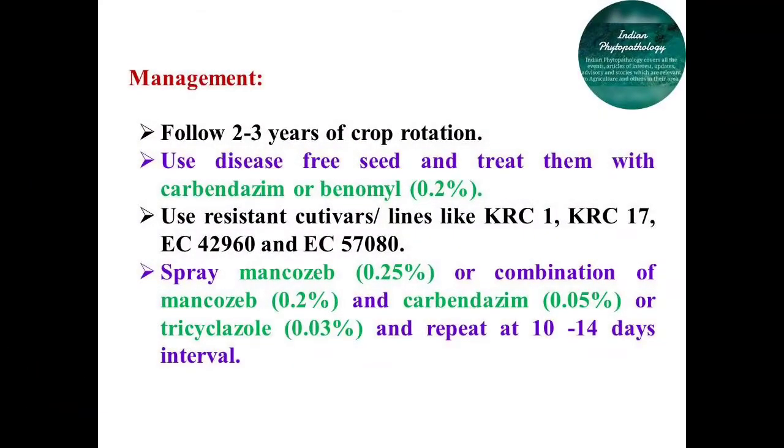For management of this anthracnose of bean, it is not a difficult task for a plant pathologist. The primary method, that is seed treatment with carbendazim or benomyl, is recommended to avoid the primary infection. Similarly, after the emergence of this disease, immediate spray of mancozeb or carbendazim or tricyclazole is recommended for instant control of this disease.